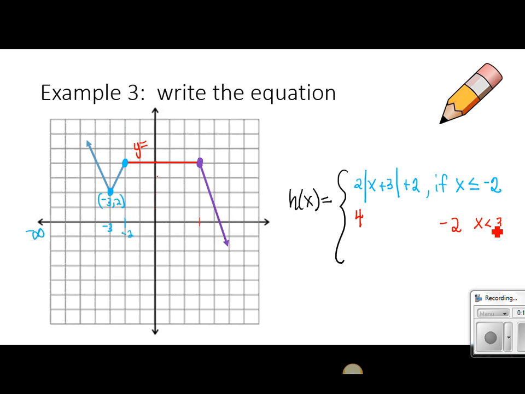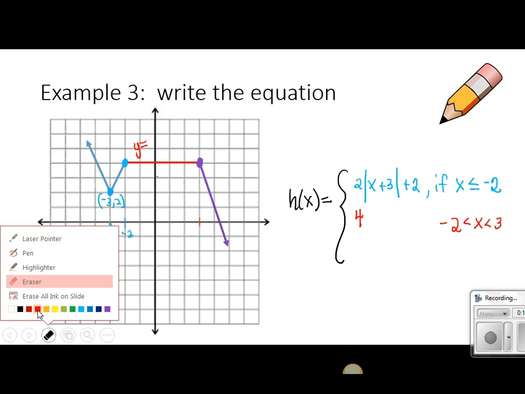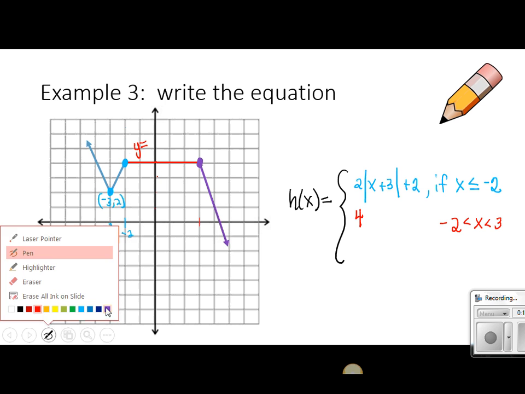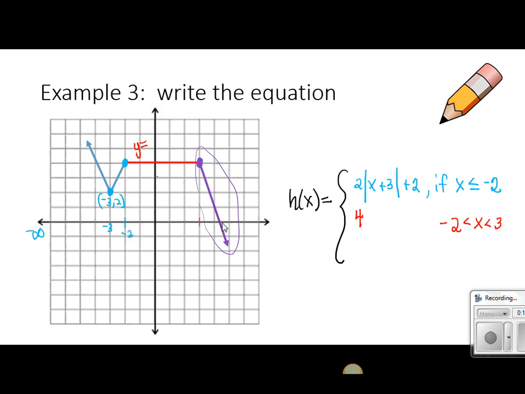So x is less than 3 but greater than, excuse me, I can't put the equal to there because I have the equal to up here. You can't have these both being equal or it's not a function. So you have to make sure that one is an equal, one isn't an equal. So I'm going to make the red one the not equal. And then we have the last line, which is this one right here. It starts at 3 and it goes to infinity. So x is going to be greater than or equal to 3.